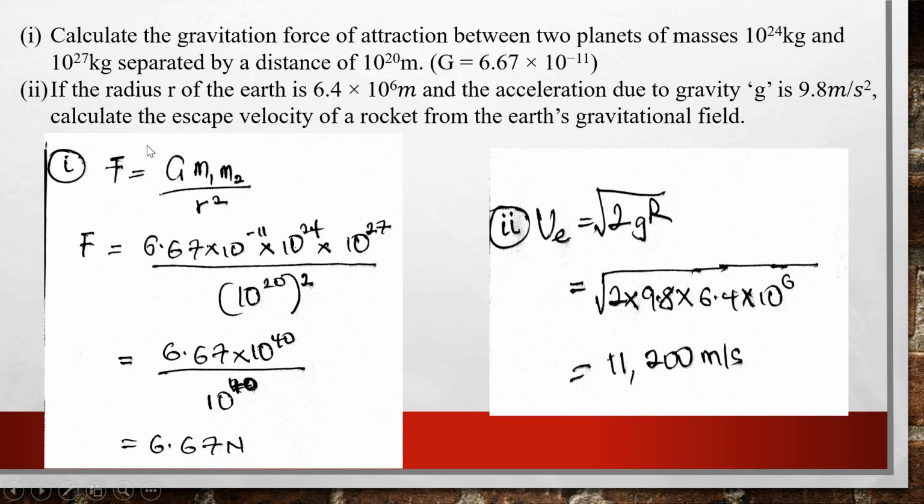And then the second question says, if the radius of the earth is this and acceleration due to gravity is this, calculate the escape velocity of a rocket from the earth's gravitational field. So remember, escape velocity is given by the square root of 2gR, and especially in this particular case when we're given the radius of the earth and g, it means that this is the formula to apply. So substituting to the formula, this is g 9.8, and then this is R. Once you multiply them out and take the square root, you have that the escape velocity is 11,200 meter per second.